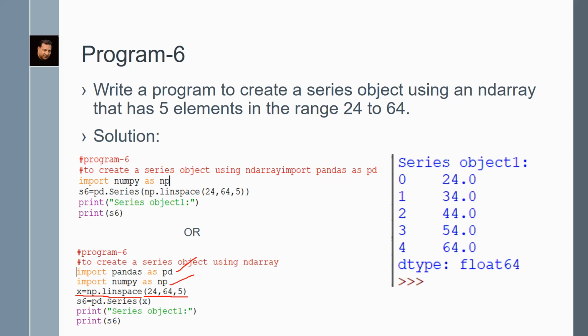Then we will create a series by using x. So s6 is equal to pd.Series x. Display this series, and here is your output. See, you have numbers 24.0, 34.0, 44.0, 54.0 and 64.0. We can use range method also. We will see in some other.